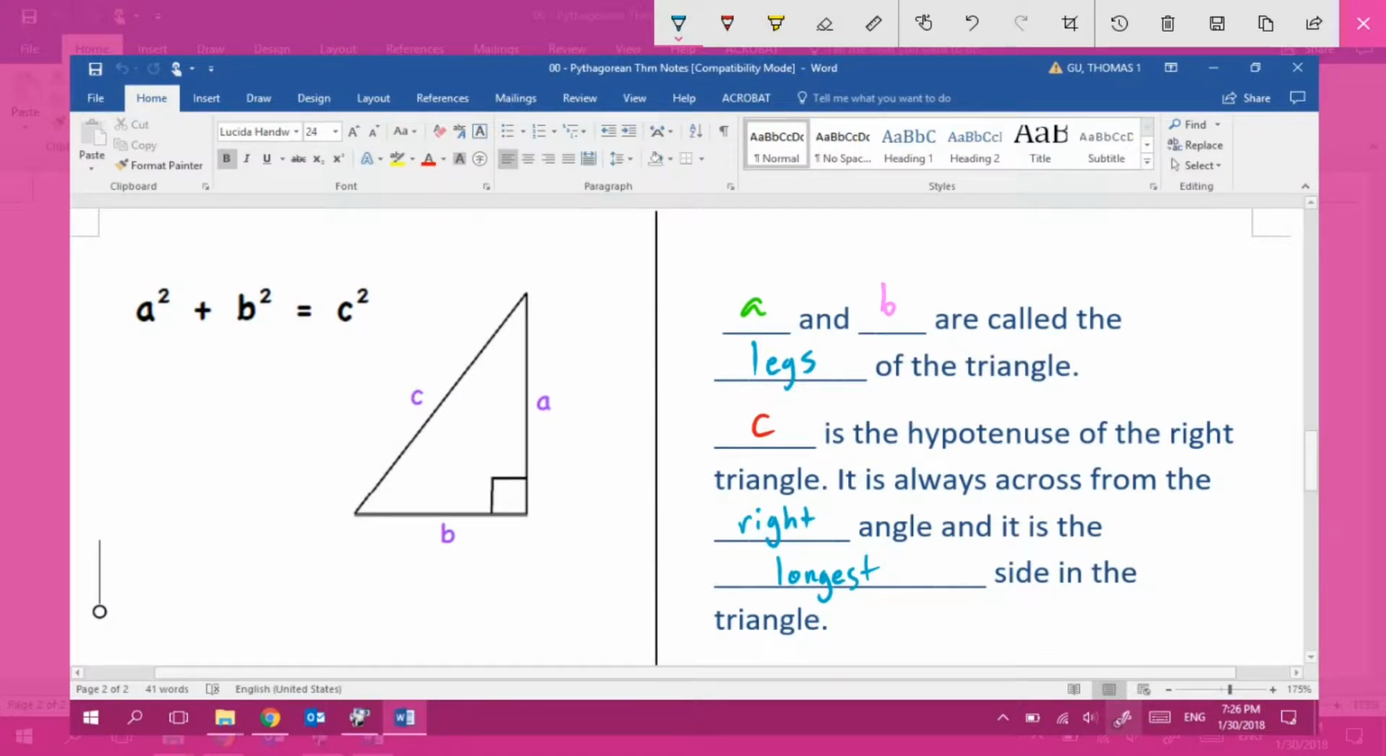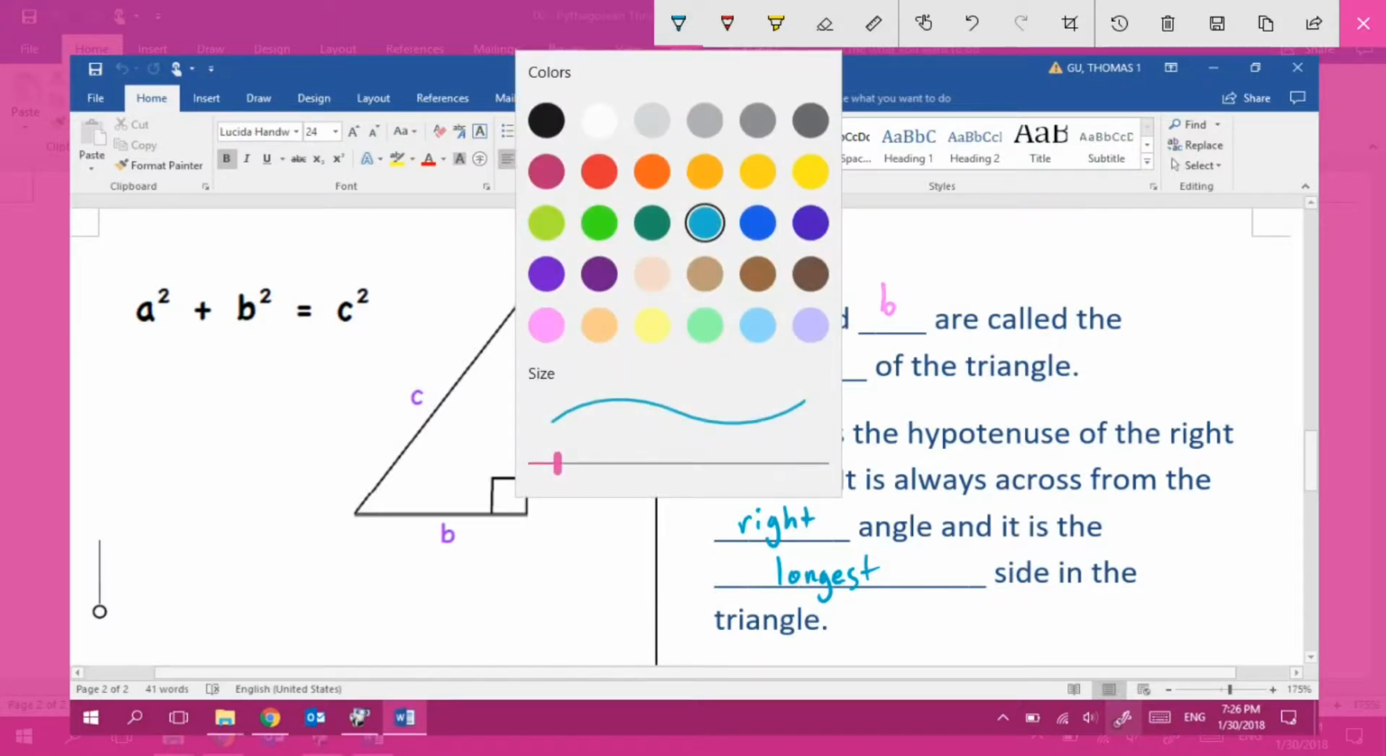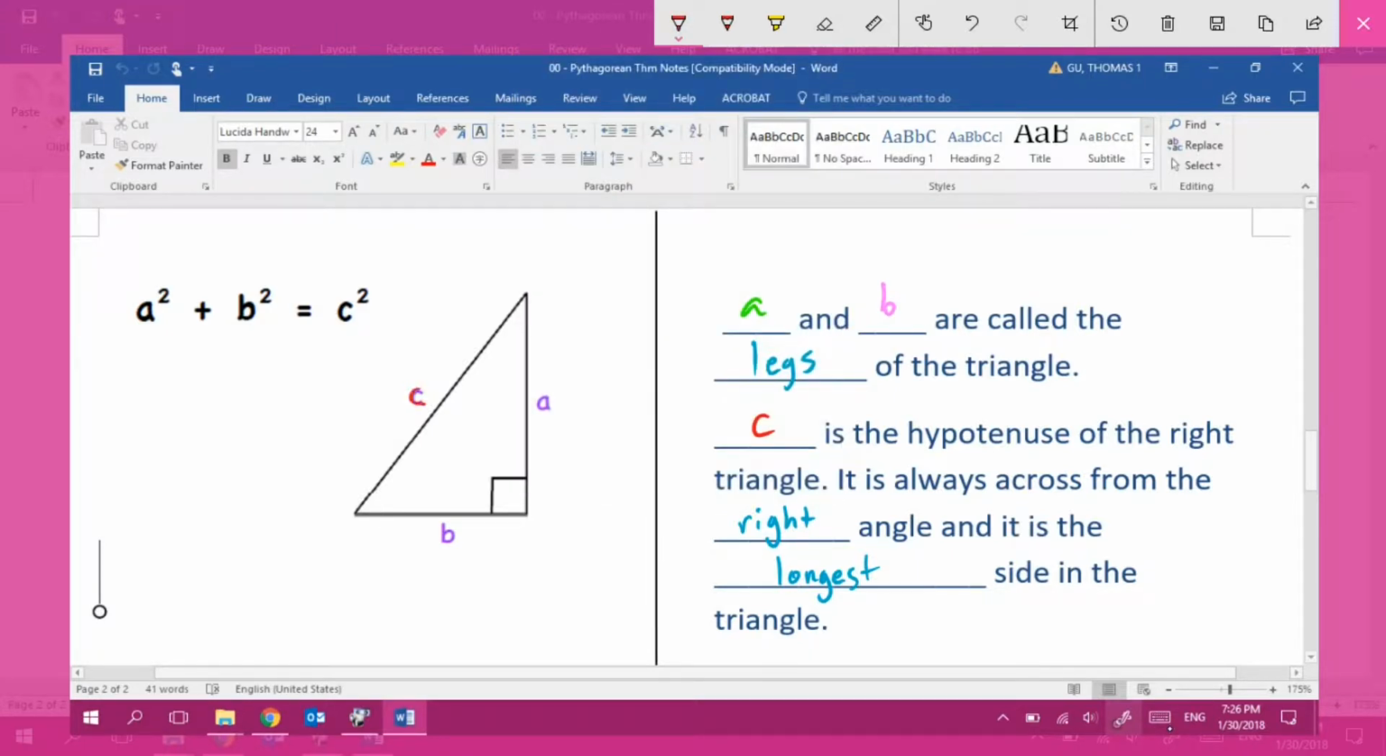A and B are called the legs of the triangle. C is the hypotenuse of the right triangle. It is always across from the right angle, and it is the longest side in the triangle. So take a look at our picture here. Which side is the longest side of the triangle? That would be C over here, and that's called the hypotenuse.